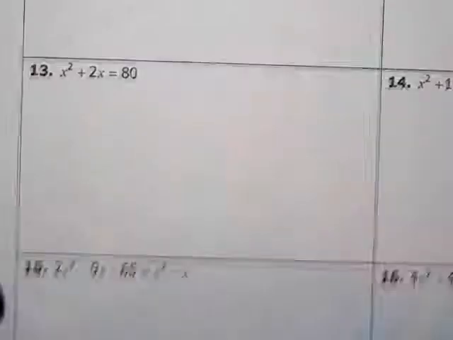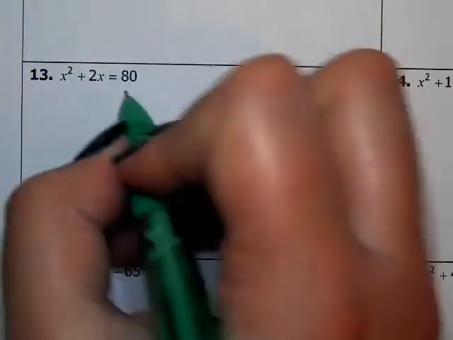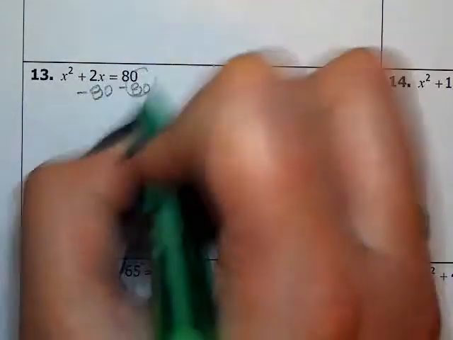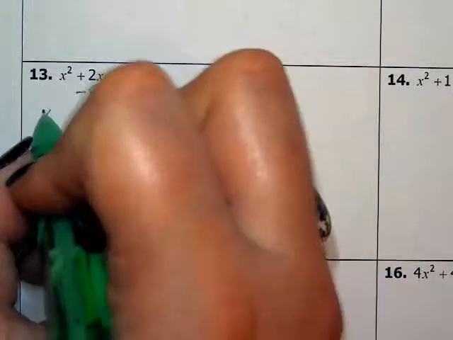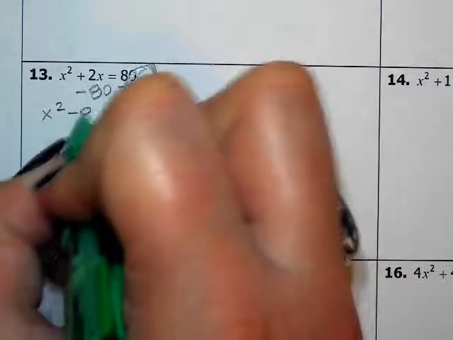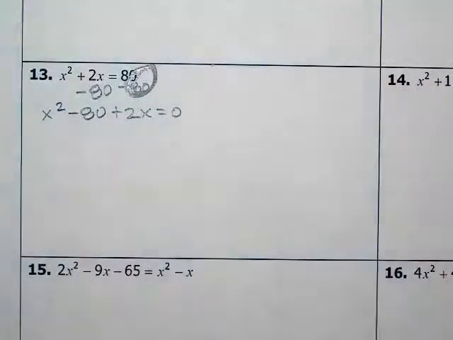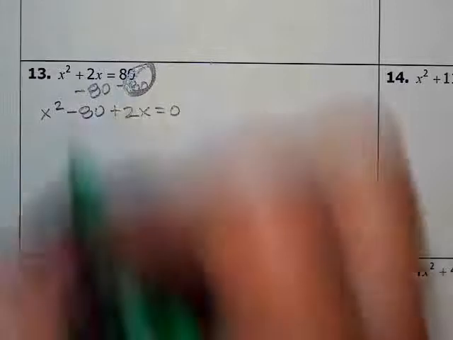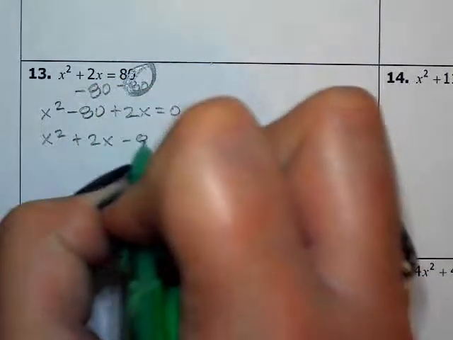What needs to happen to number 13? Is it ready to go? No. It is not. We need to move the 80 over to the other side. Equals 0. Minus 80 plus 2x. Is that how it should be written? No. Ugh. How should it be written? Ugh, Miss Rice, you silly goose.